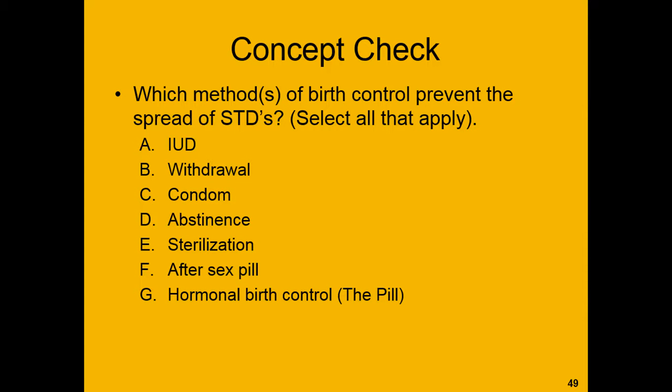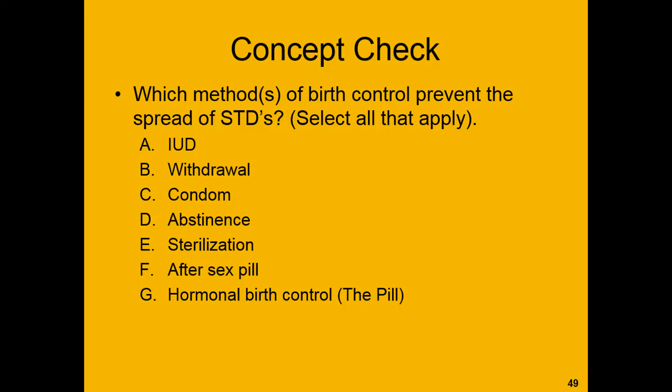So, guys, gals, let's have a concept check. Which methods of birth control prevent the spread of STD, sexually transmitted disease? This is one where you need to select all that apply. We have intrauterine devices, the withdrawal method, a condom, abstinence, sterilization, the morning after sex pill, or hormonal birth control pills. Go ahead and pause this video and give me an answer.